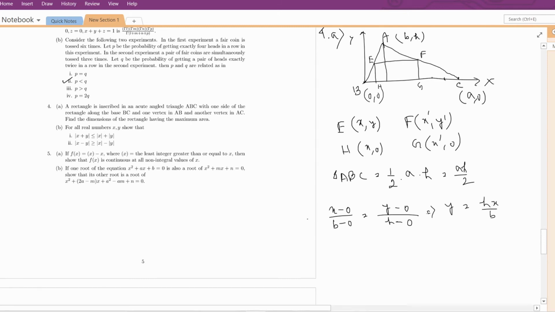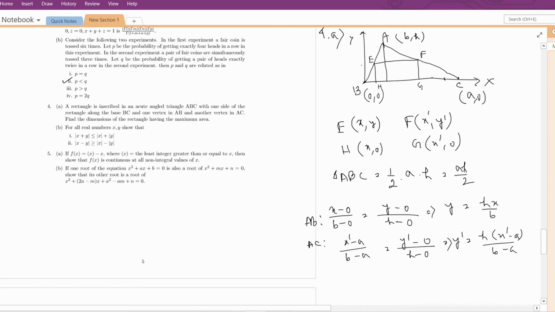Similarly, if we calculate the equation of AC, we will get (x dash minus a) divided by (b minus a) equal to (y dash minus 0) divided by (h minus 0), which gives y dash equal to h into (x dash minus a) divided by (b minus a).